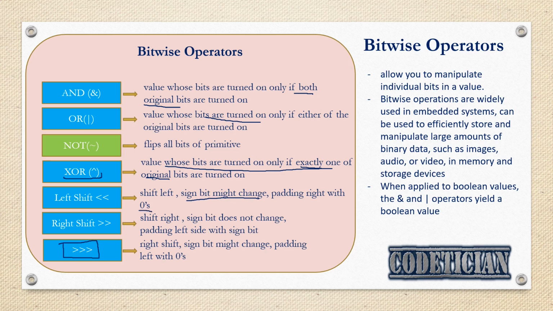Now with the right shift operator, the sign bit does not change. When we shift the bits to the right, we put the sign bit on the left position, and thus the sign bit will not change. For unsigned right shift, when we shift the values, we pad the left-hand side with zeros, and thus the sign bit might change. So this is the theory part. Let's quickly jump into the practical to understand these operators in more detail.